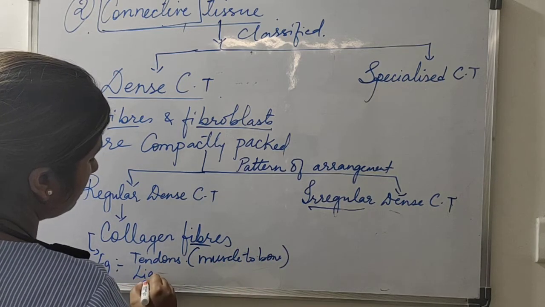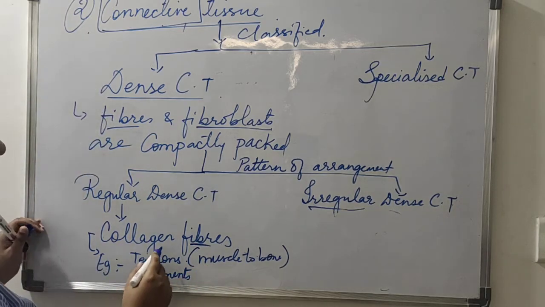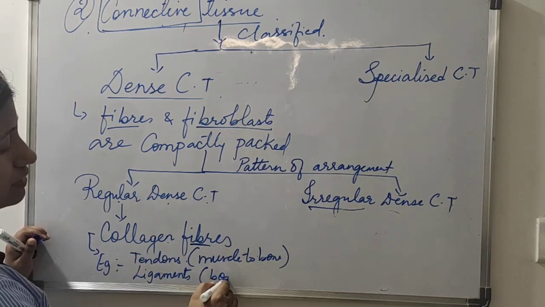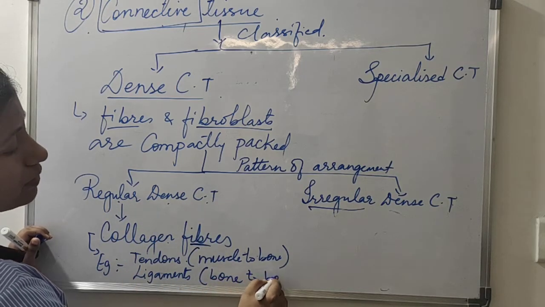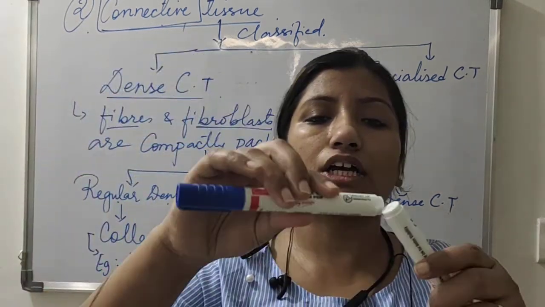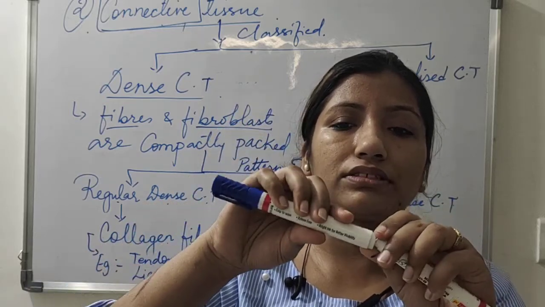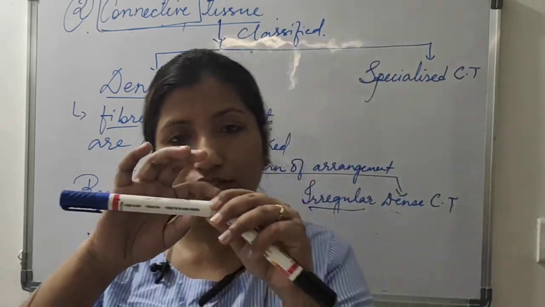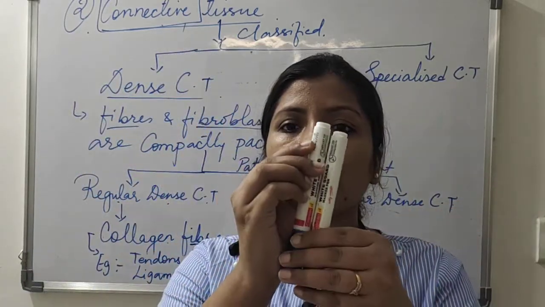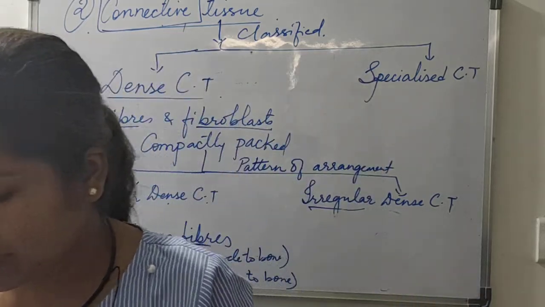Whereas ligaments are also collagen fibers, regular dense connective tissue, which join bone to bone. So if this is a bone and this is a bone, they are joined by a fiber here, and those fibers are known as ligaments. This ligament joins these two bones. And if this is a muscle and this is a bone, the muscle and bone are joined by tendons. So tendons and ligaments, you should be clear.